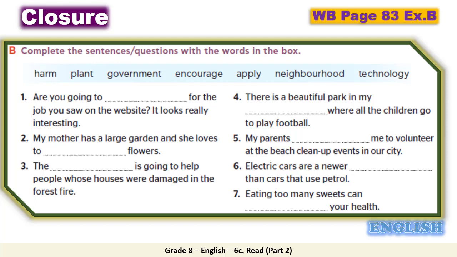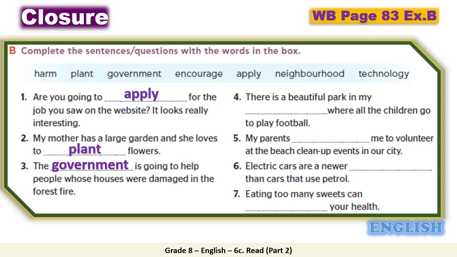Let's first read the words in the box. Harm, plant, government, encourage, apply, neighborhood, technology. Number 1. Are you going to apply for the job you saw on the website? It looks really interesting. What is your answer? Great. Apply for the job. Number 2. My mother has a large garden and she loves to plant flowers. Great. Plant flowers.